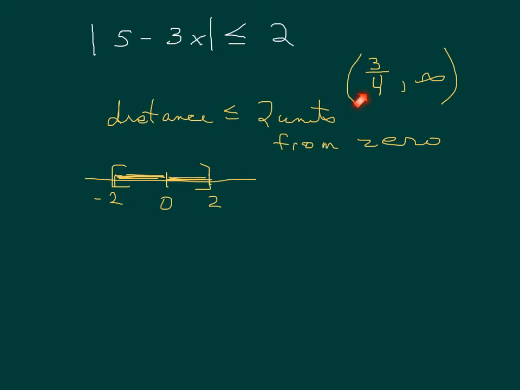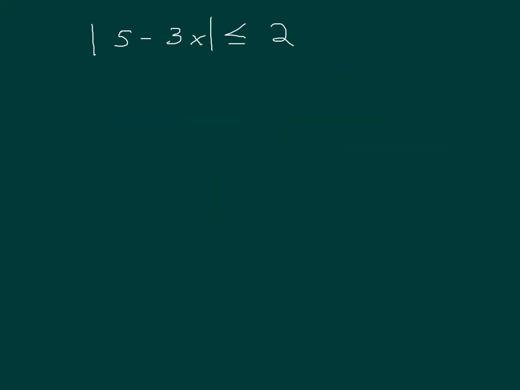And then the other problem is that a parenthesis by the 3/4 could not be accurate because you have an equal component in this lesson. It's less than or equal to, so this should be brackets. Let's go ahead and solve this correctly.